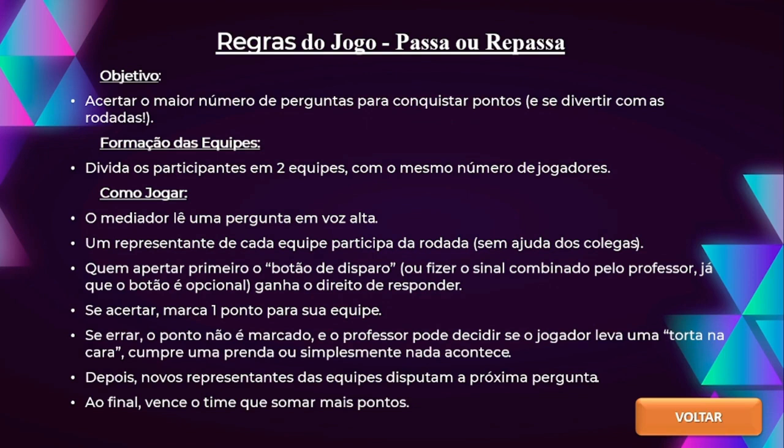We know that the game has a buzzer, right? Whoever presses the buzzer first gets to answer the question. But the teacher probably won't have this buzzer. So the teacher will have to agree on a signal with the students. So that signal is up to the teacher's discretion.